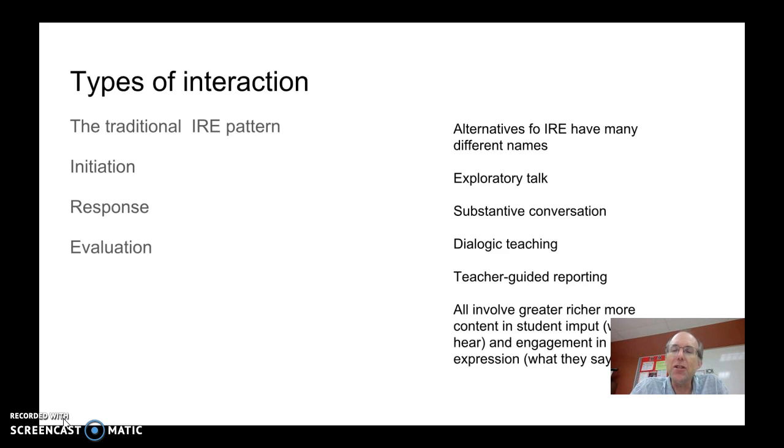students, and she says a bunch of different researchers have given different names to what is more or less the same thing or an alternative to the traditional IRE pattern: exploratory talk, substantive conversation, dialogic teaching. She talks about teacher-guided reporting. These all involve greater, richer language, both in what the students input, what they hear, and what they express or what they say.